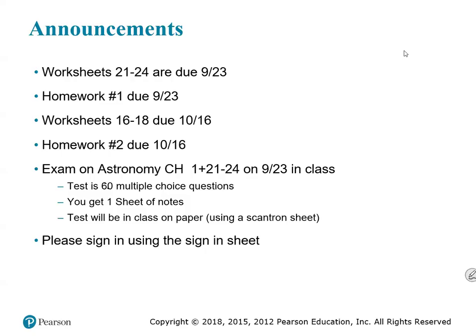So the exam on chapter 1 and chapter 21 through 24 will be on the 23rd in class. It's going to be 60 multiple choice questions. That's what I've worked out for this exam at least. You get 1 sheet of notes that you can use for reference to help with memory. You can use both sides of it, but it needs to be like the size of a regular letter sheet of paper. And the test will be in class on paper using a Scantron sheet is the plan.